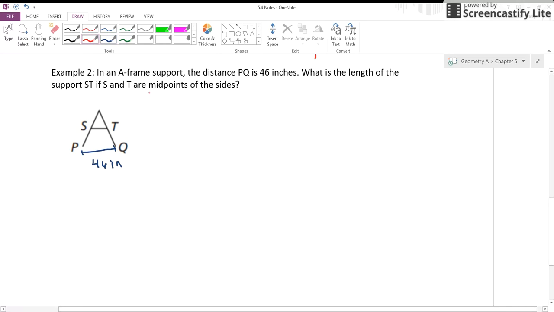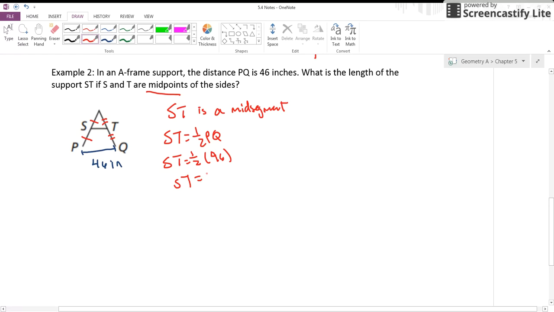Remember, that's important. We've got midpoints, which means S is going to cut this side in half, and T is going to cut the other side in half. So what does that make ST? Well, that makes ST the midsegment, because by drawing in PQ, I've created a triangle. Now I've got a midsegment, so I can use the midsegment theorem to help me solve for ST. ST should equal 1/2 of PQ because that is the side it doesn't intersect. And since PQ is 46, I'm just halving 46 to get 23.